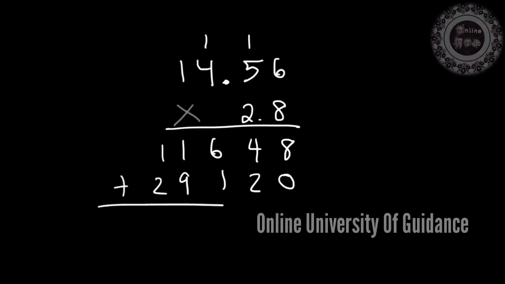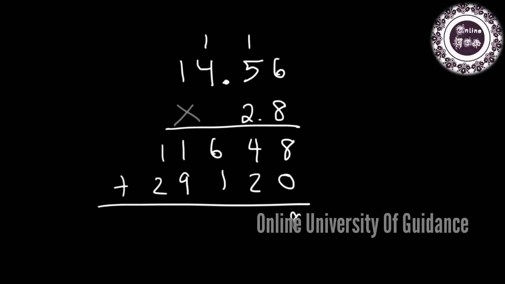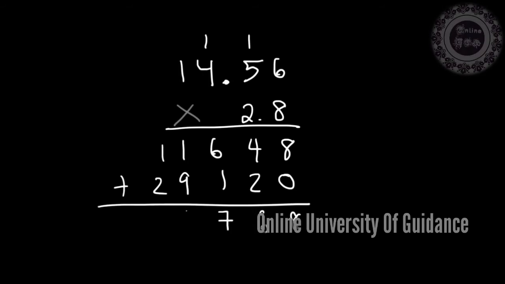So now we can add. So this is going to be 8. 4 plus 2 is 6. 6 plus 1 is 7. 1 plus 9 is 10. Carry over the 1. 1 plus 1 is 2 plus 2 is 4.